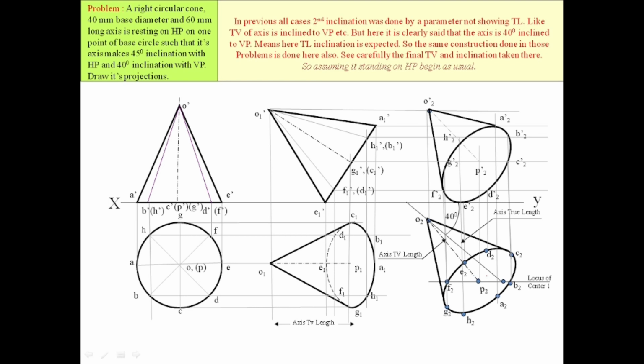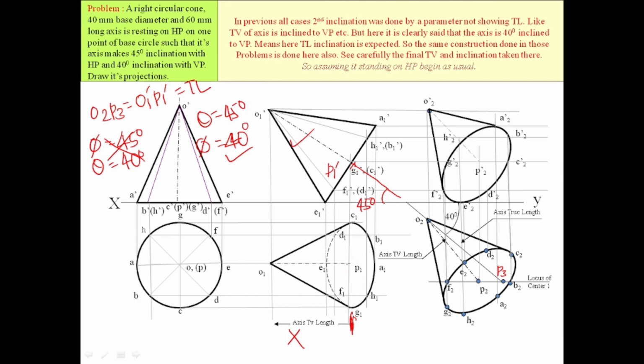Then after that we have already represented the locus of the center. Then after that we can represent the top view of the axis O1 P1 as O2 P2 on that locus, and O2 must be that point. We have already marked that point. Here O2 P2 must be equal to O1 P1, and that is the top view of the axis.